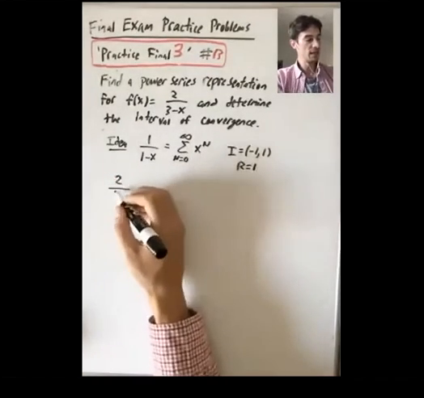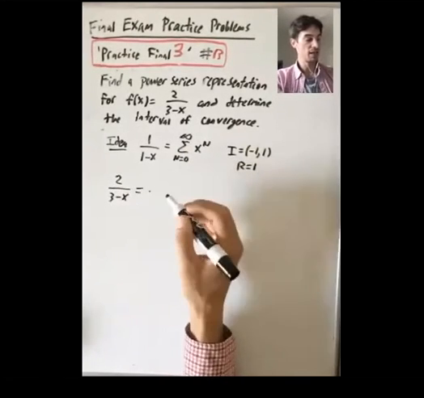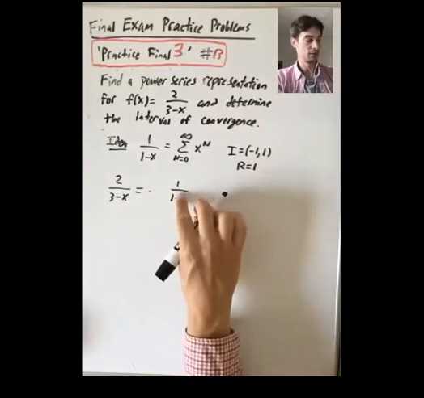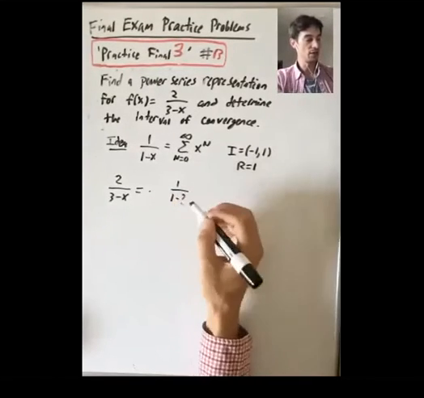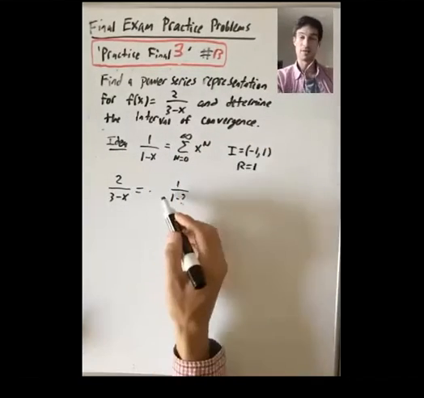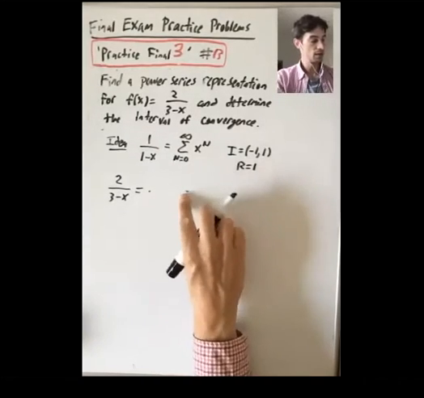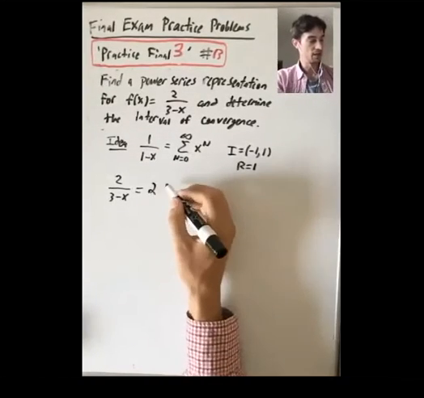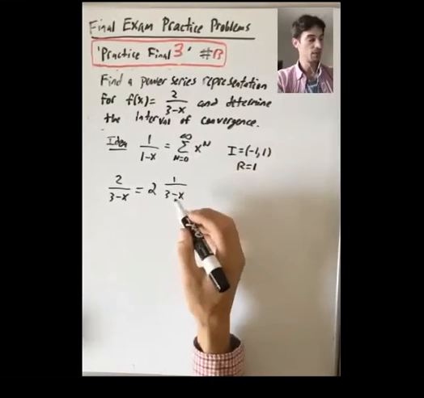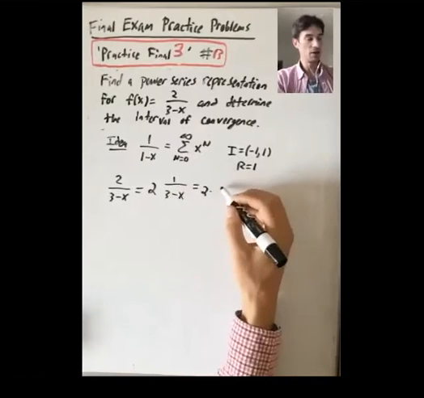So we would like to take 2 over 3 minus x and write it as something times 1 over 1 minus something, because then we could use the geometric power series to write down this one. So we can factor out a 2 for sure. And we can think of this as 2 times 1 over 3 minus x. But this 3 minus x is not ideal. It would be better if it was a 1.